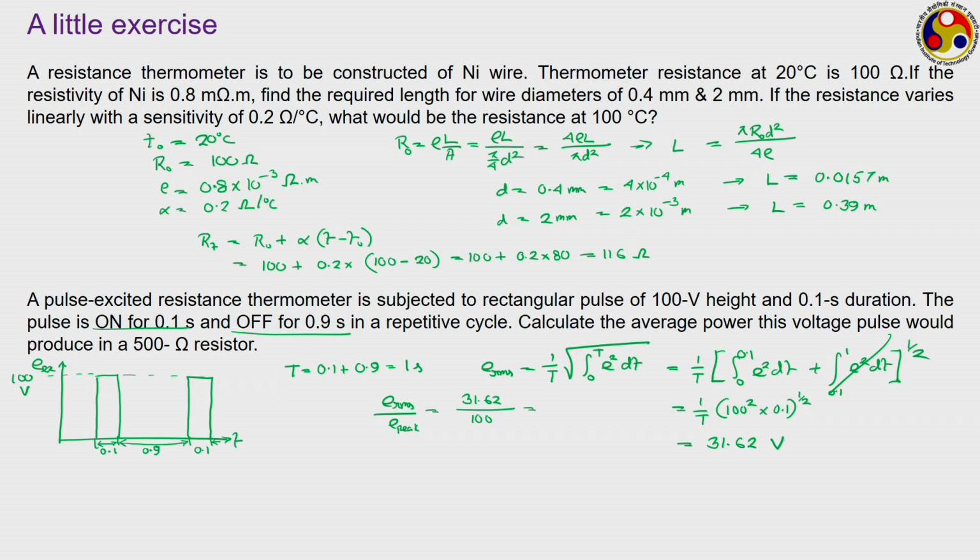Once you know the RMS voltage, the average power calculation is very easy, because your corresponding average power will be just E RMS square divided by resistance. So, 31.62 square divided by 500 ohm, and the corresponding value will roughly be equal to 2 watt, which is going to be your solution. So, these are simple situations with RTDs.